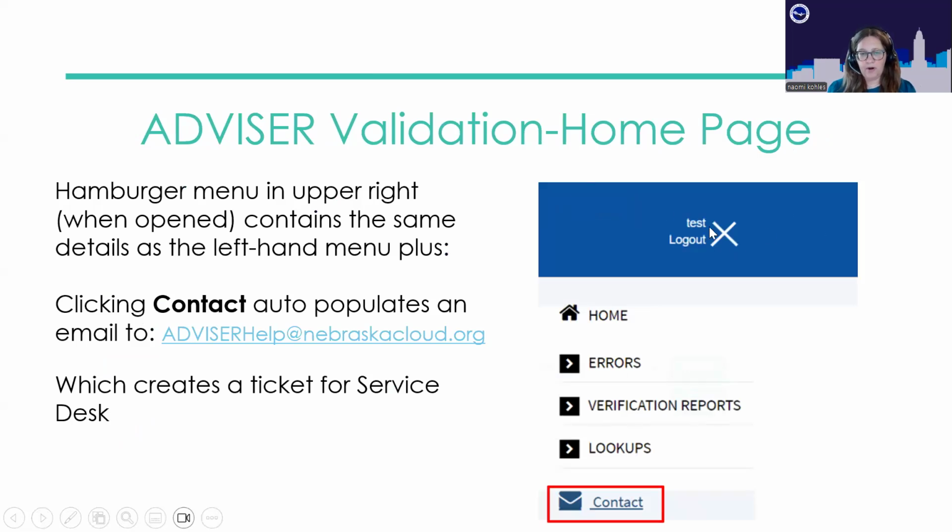When you open up that hamburger menu, there is a button you can click that says contact, and that auto-populates an email to advisorhelp@nebraskacloud.org. That email address goes straight to the service desk, and you can ask us any questions about Advisor. You can ask us questions about any of the collections, but this one specifically about Advisor.